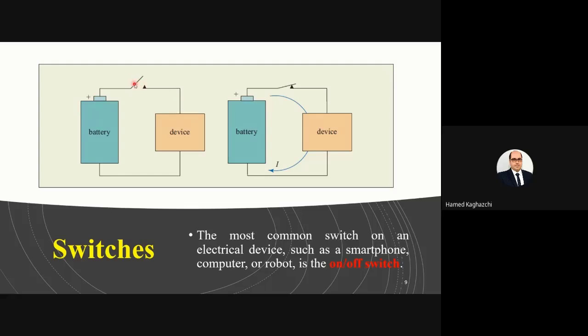So in this case, you will produce 0, and in this case, you will produce 1. Because the current flows to your device here, and in this section, you don't have any current flowing from the battery to the device. These switches are called on-off switches.